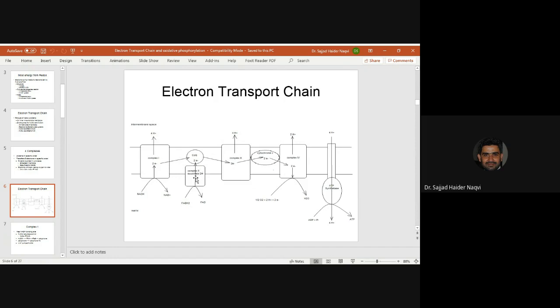We have another complex here which is specifically for FADH2, and you see that FADH2 can lose its electrons and become oxidized to FAD, while this complex will pump two protons out of this.